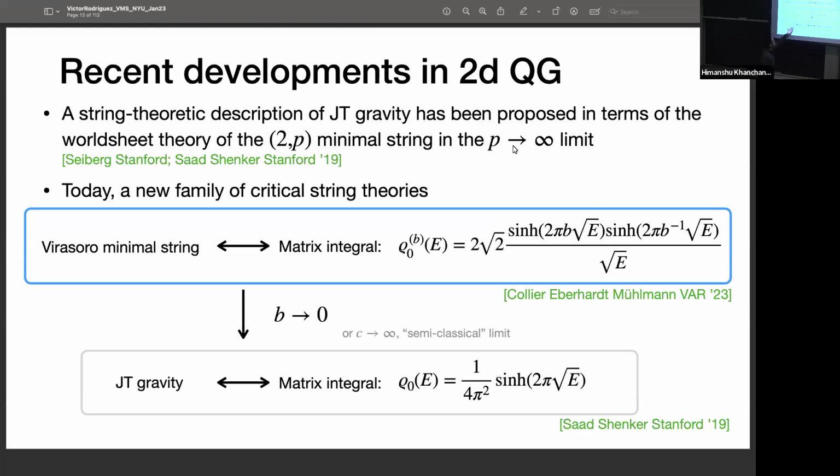Yeah, so in some way you can say that the Virasoro minimal string provides a stringy description of JT gravity, plus more stuff. Okay, so that's one of the claims.